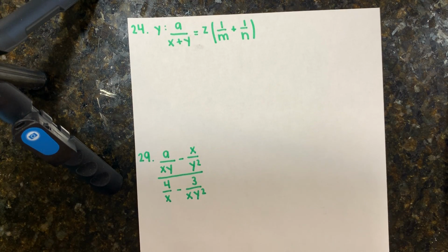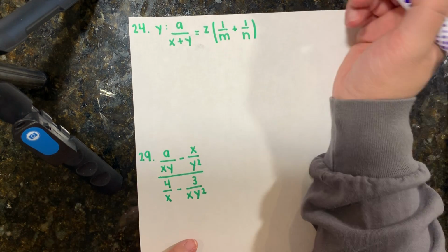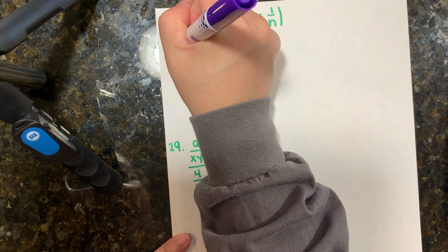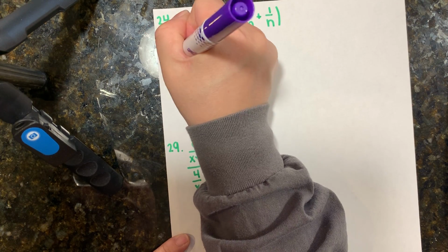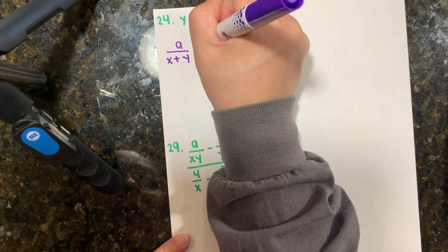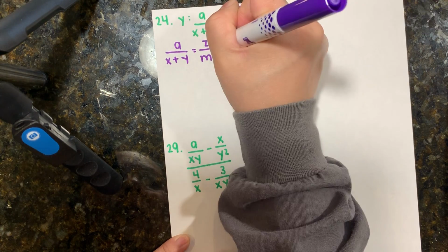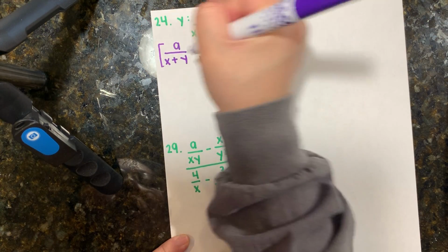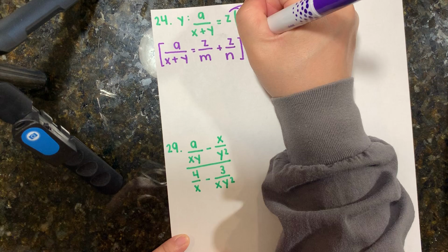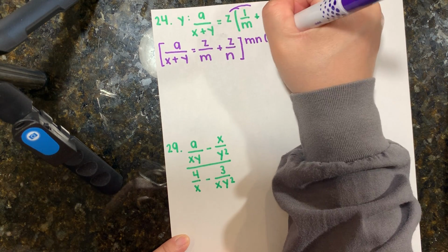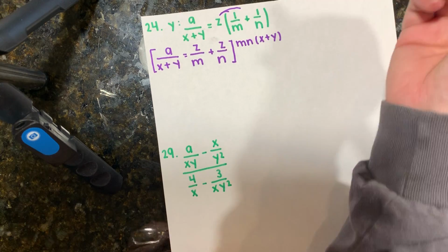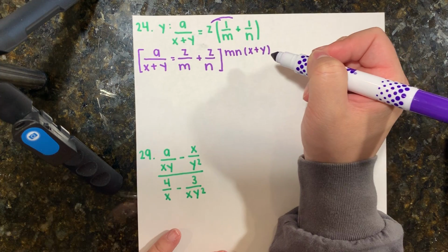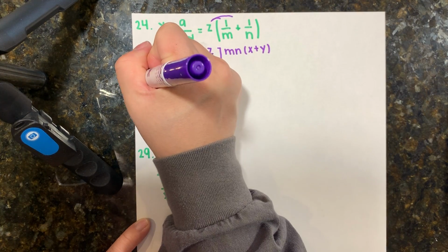So for number 24, the first thing that I'm going to do is distribute. And then I'm going to have a over x plus y equals z over m plus z over n. I'm going to eliminate the denominator by multiplying the whole thing by the common denominator, which would be mn times x plus y. Now, if I multiply this by this denominator, the x plus y would cancel, so I would just be left with amn.